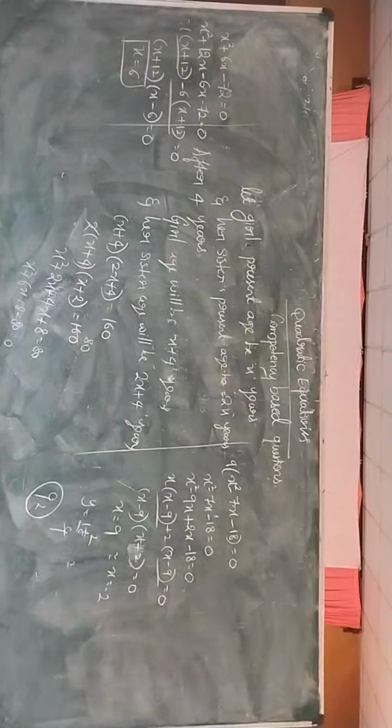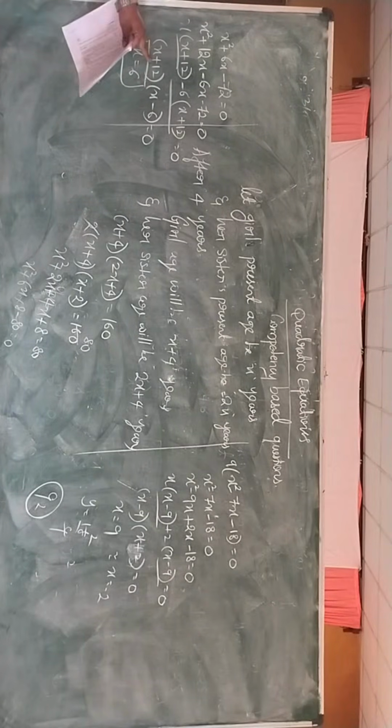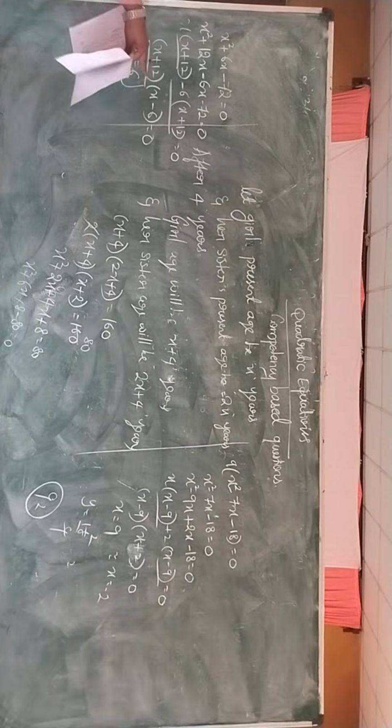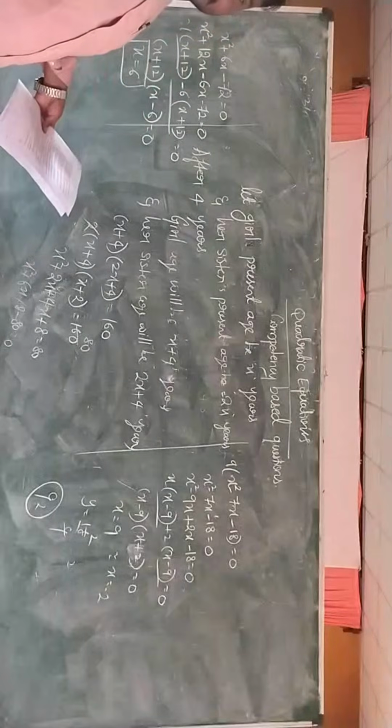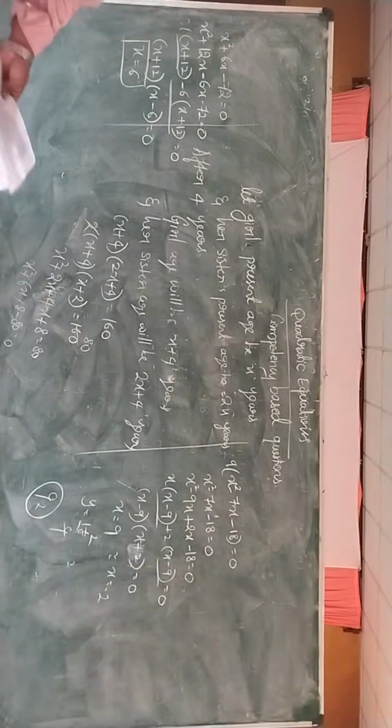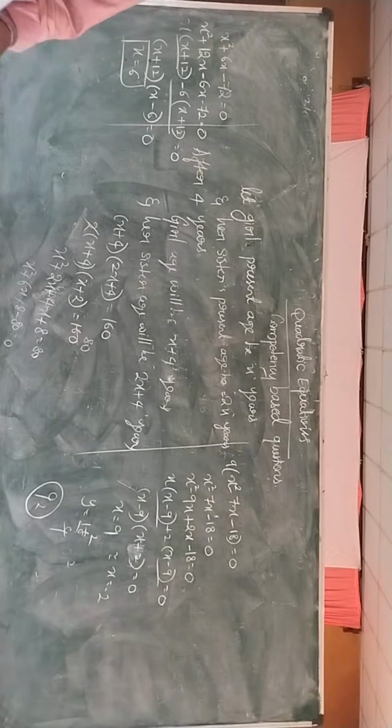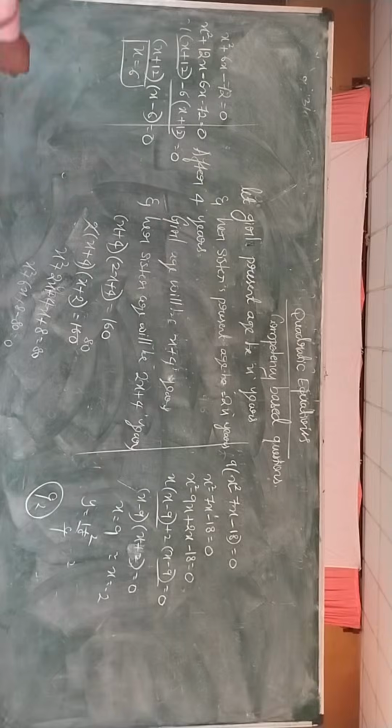Age is always a positive integer, so neglect the negative value. Well, we get a negative, but 6 is a positive integer. Therefore, the girl's age is 6 years and her sister's age is 12 years. Okay? Any doubts here? Hope we can solve such kinds of problems. We need to discuss more examples like this. Okay? Let's go to the next.